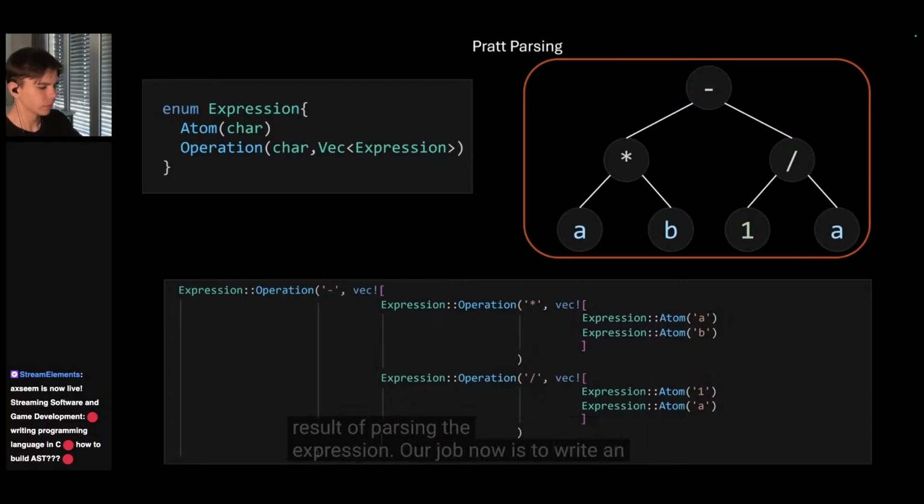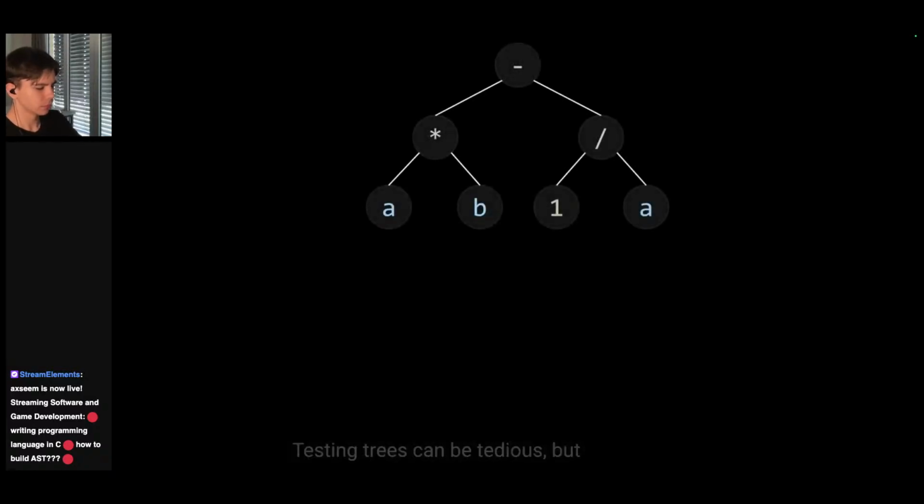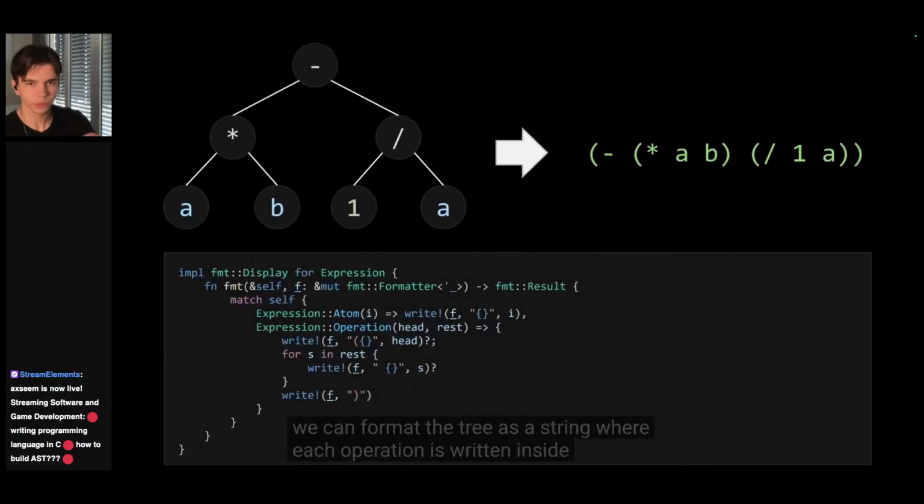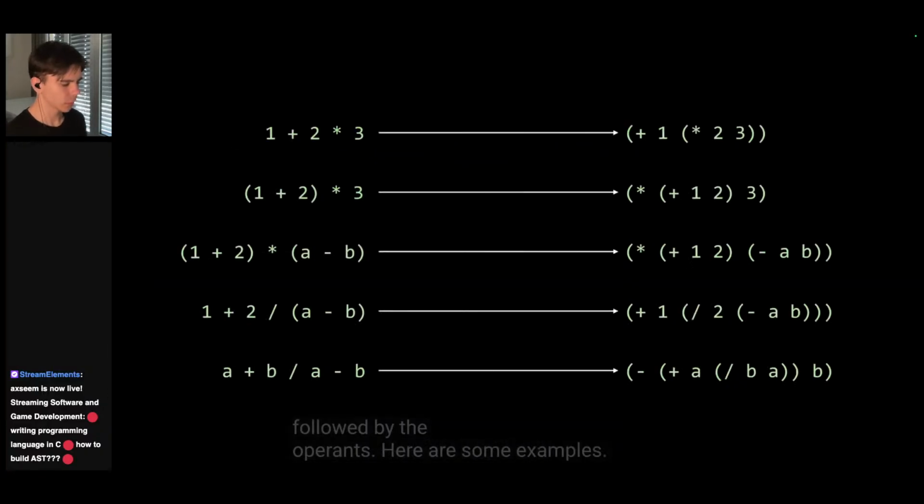Our job now is to write an algorithm that takes the list of tokens produced by the lexer and outputs this tree. Testing trees can be tedious, but since we are exclusively parsing expressions, we can format the tree as a string, where each operation is written inside parentheses with the operator first, followed by the operands. Here are some examples.